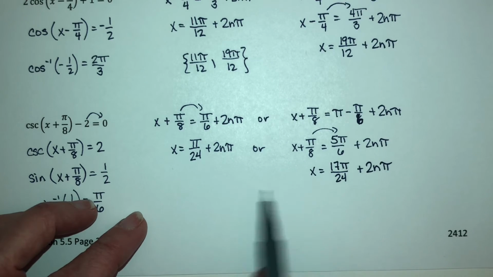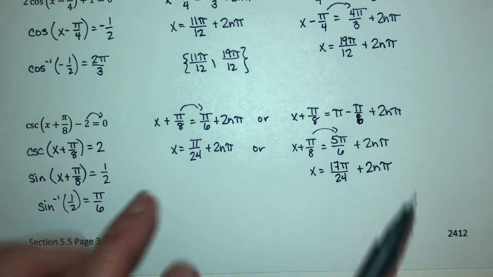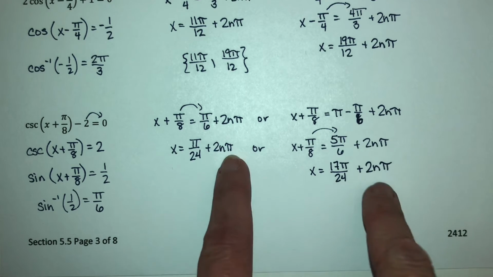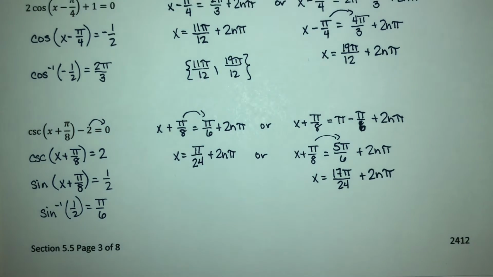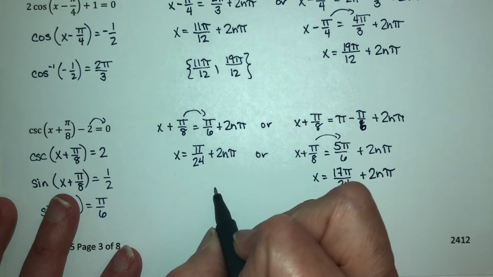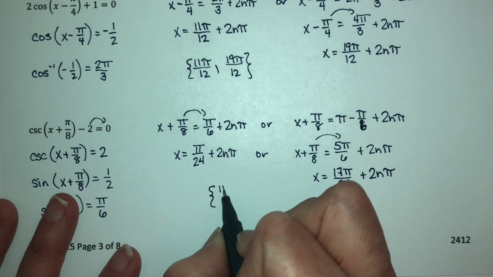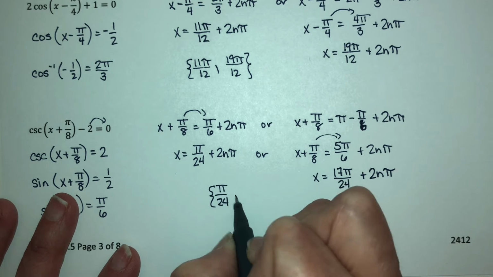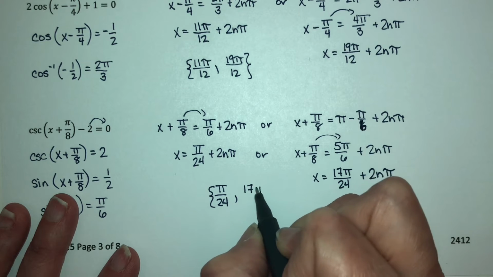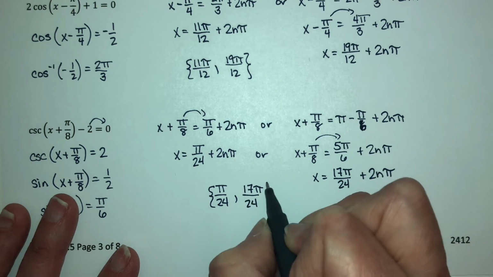Okay. Now we want to make sure that we have all of our solutions. Both of these are positive, so if we add 2 pi, we are outside of the range we're interested in. So our two solutions are pi over 24 and 17 pi over 24.